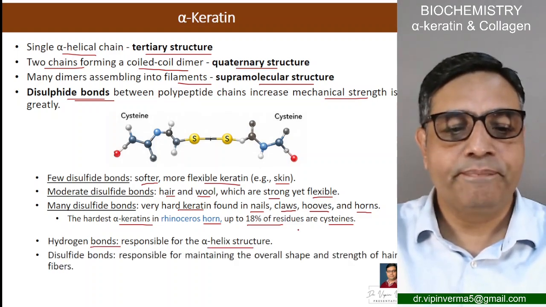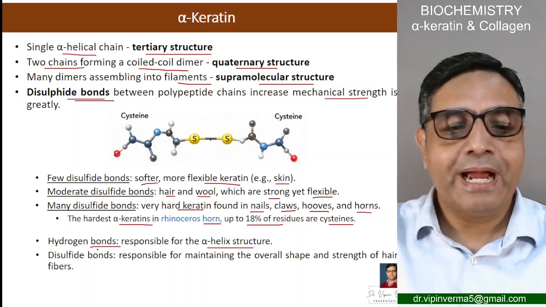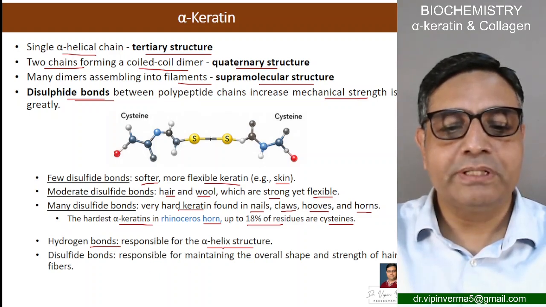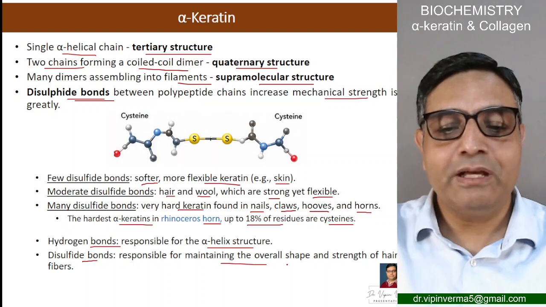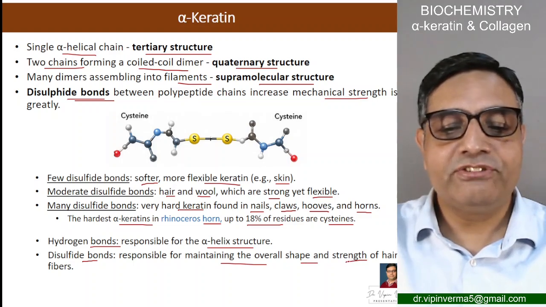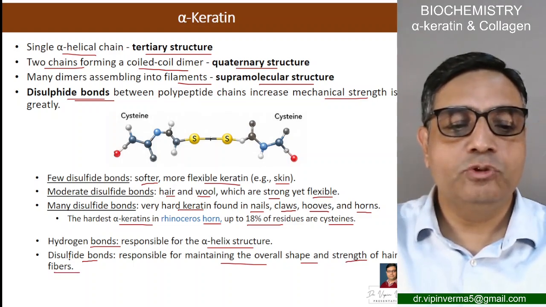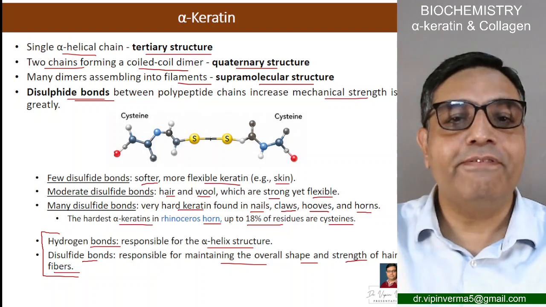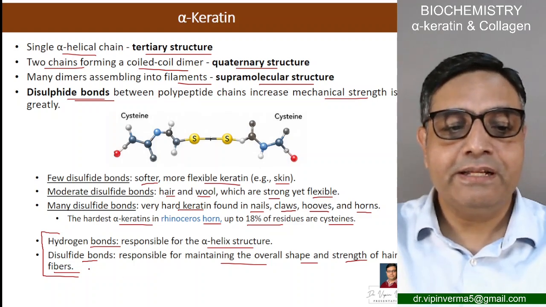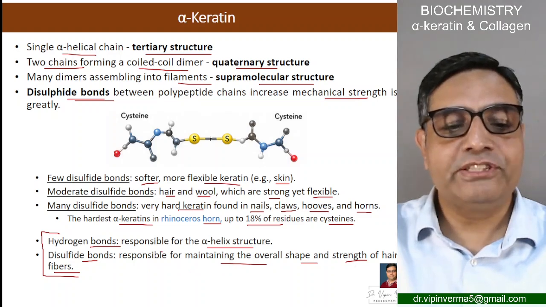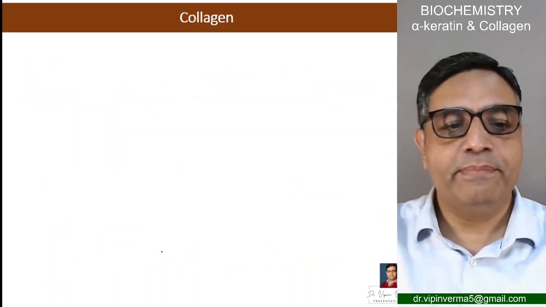Now we also have the hydrogen bonds, and these hydrogen bonds are responsible for the alpha helix structure. The disulfide bonds are responsible for maintaining the overall shape and strength of the hair fibers. So these two kinds of bonds contribute differently. While hydrogen bonds are responsible for the alpha helix structure, the disulfide bonds are responsible for maintaining the overall shape and strength of the hair fibers.